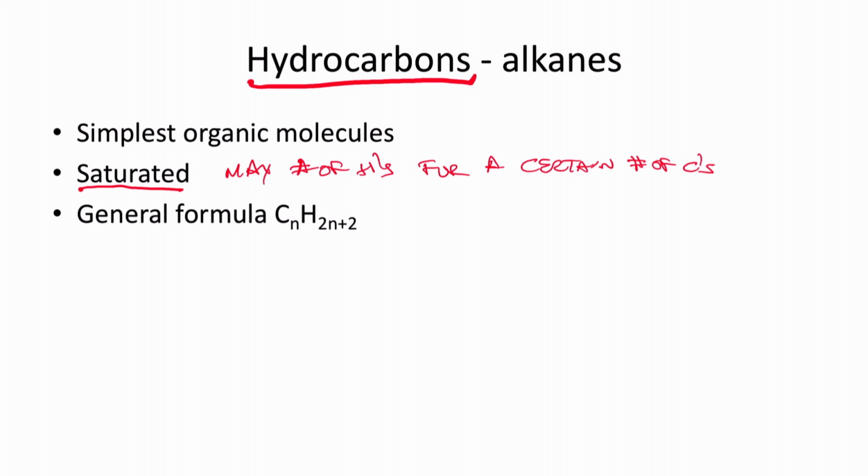And there's actually a formula that I can use to calculate what the formula of an alkane is going to be. The general formula for an alkane is CnH2n+2. So for example, if I only have 1 carbon, then the formula for the alkane is CH4. But if I have 2 carbons, then this becomes C2H6, etc.